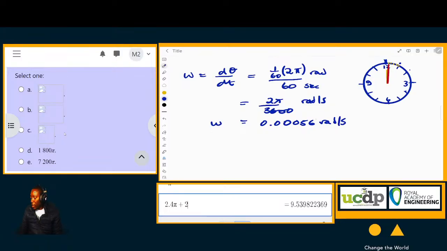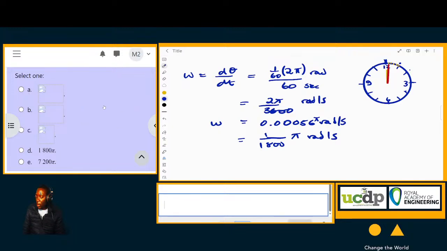Do we have a pi there? Yes. π radians per second. Or 1 over 1800 π radians per second. Okay, that should be a simple one. So it's a matter of at least just reasoning, understanding the given situation or the given case, and just trying to apply what you already know.